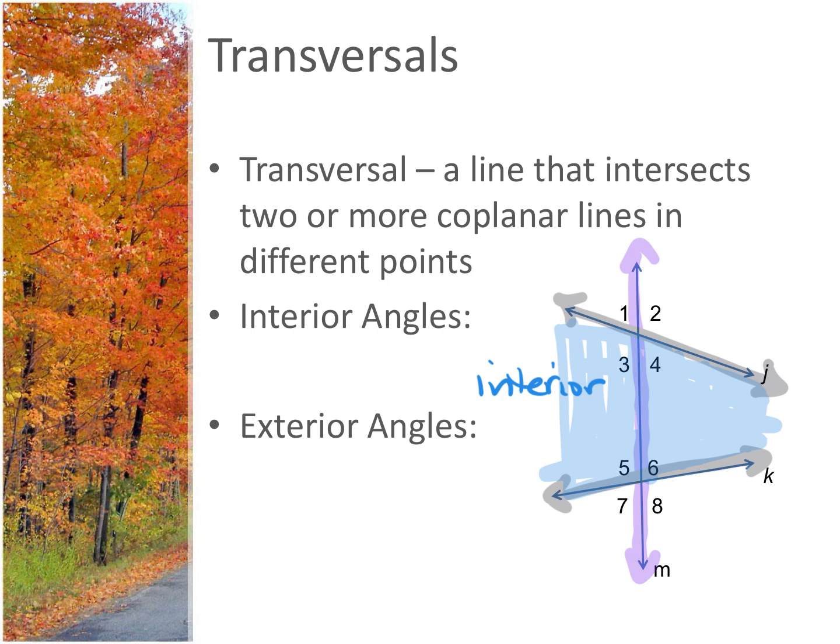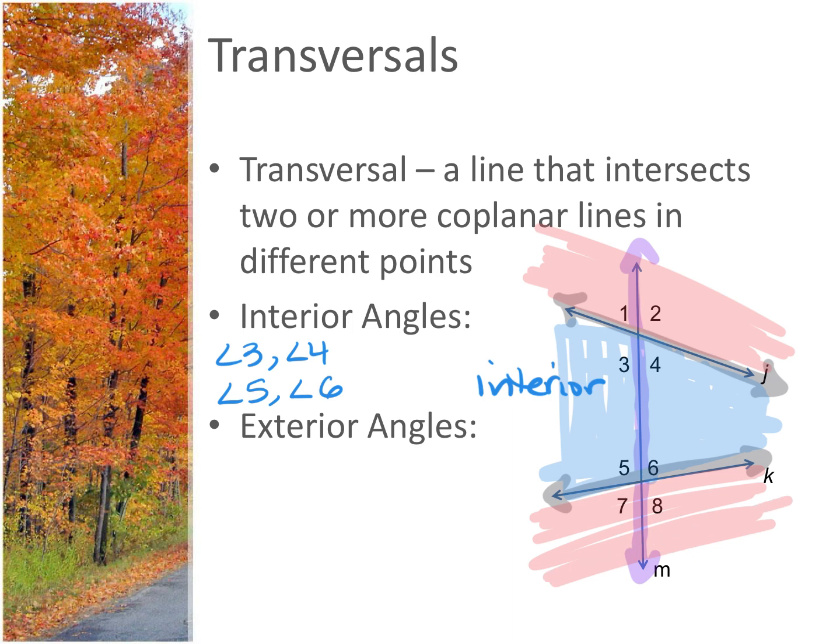And my interior angles are going to be angle 3, angle 4, angle 5, and angle 6. My exterior portion of the picture is all of the angles that are on the outside of the coplanar lines. And those would be angles 1, 2, 7, and 8.